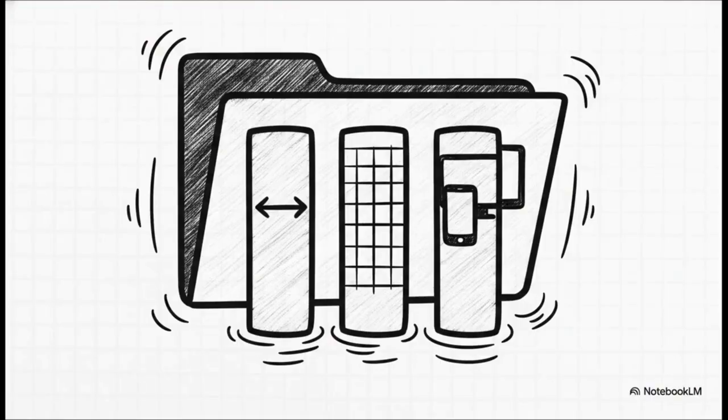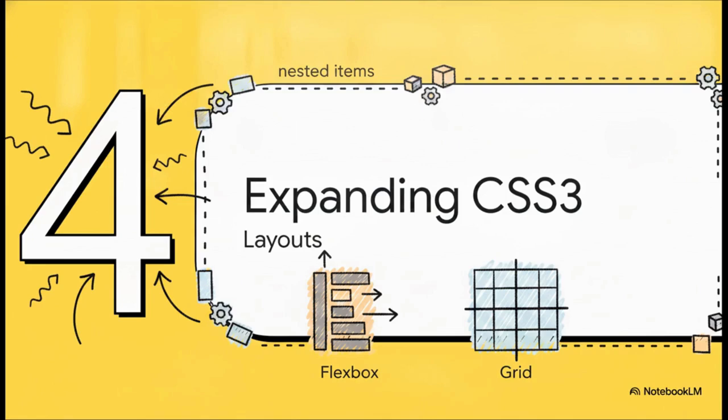But what exactly falls under CSS3 in this model? Opening up that branch reveals 3 core structural pillars: Flexbox, Grid, and Responsive Design. And remember, these aren't just floating around independently out in the ether. They're strictly contained within the CSS3 directory because they represent the absolute modern evolution of how we handle space and layout on the web today. Expanding CSS3, layouts, featuring Flexbox and Grid.